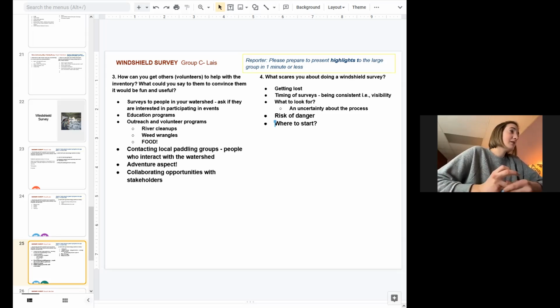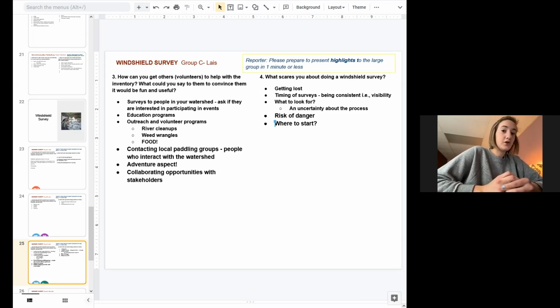And what scares us about doing the windshield surveys would be, like I said earlier, getting lost, not being able to use a GPS, or not even finding yourself on a map somewhere. The timing of surveys: we had someone talking about that they usually do their surveys in spring, but one year they got behind and had to do it closer to the fall, and they had all these standing crops and they couldn't do it as well, and it was a lot harder to do. So being consistent in your timing.